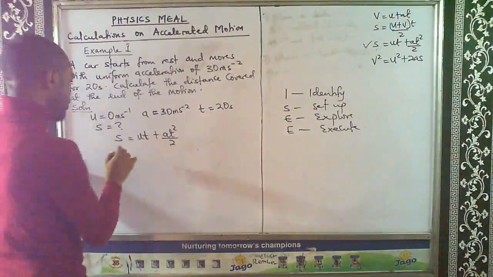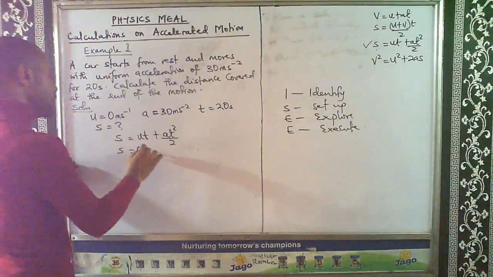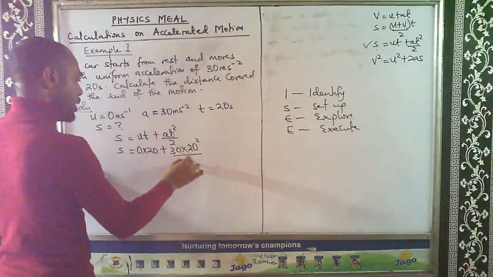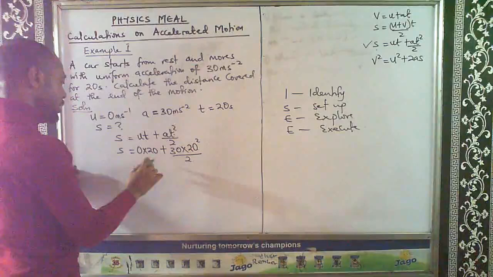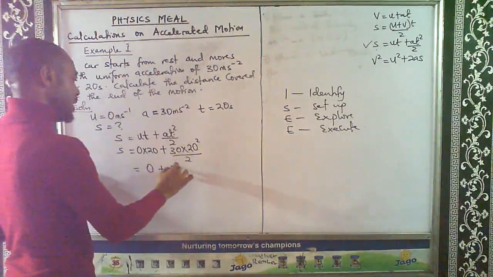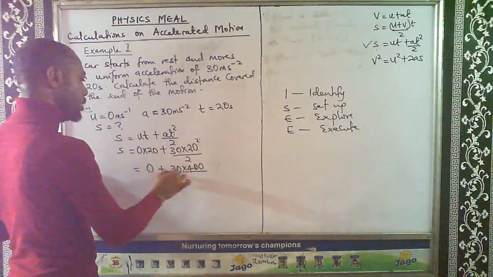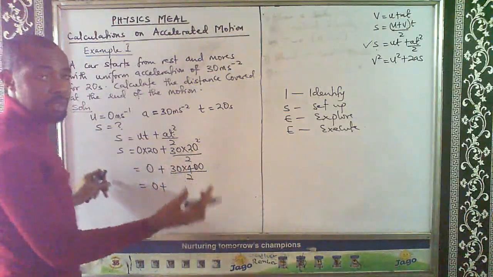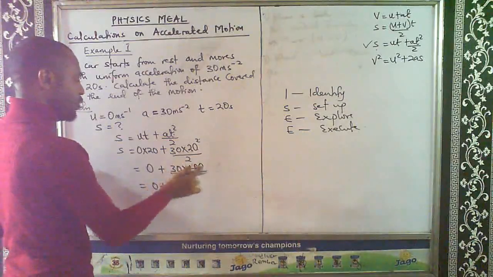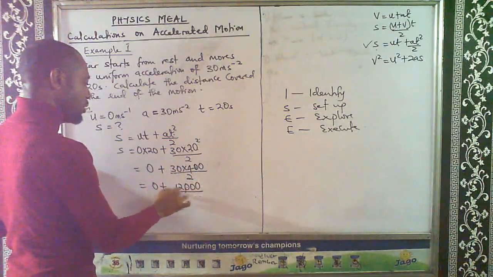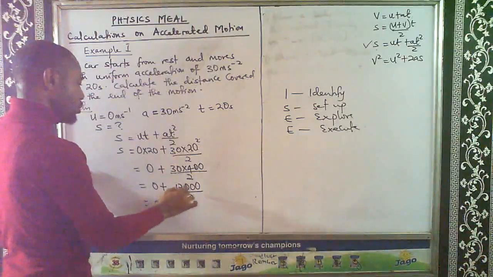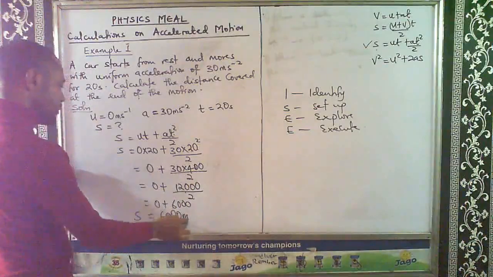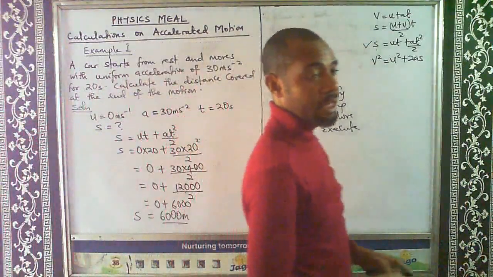So we now substitute to execute. x becomes u, which is 0, times 20, plus a, which is 30, times 20 squared, divided by 2. So 0 times 20 is 0, plus 30 times 20 squared. 20 squared is 400. Multiplying 30 times 400 gives me 12,000. You have 12,000 over 2, which is 6,000. And 0 plus 6,000 gives me 6,000 meters. So the total distance traveled by the car will be 6,000 meters.